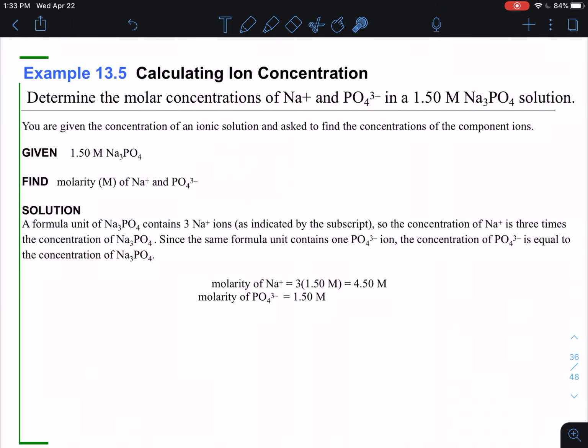So again, here is everything for you. So the formula unit of sodium phosphate contains 3 sodium cations. So the concentration of sodium cations is 3 times the concentration because there are 3 sodium cations per 1 formula unit of sodium phosphate. Since the same formula unit contains one phosphate ion, the concentration of phosphate is equal to the concentration of Na3PO4.